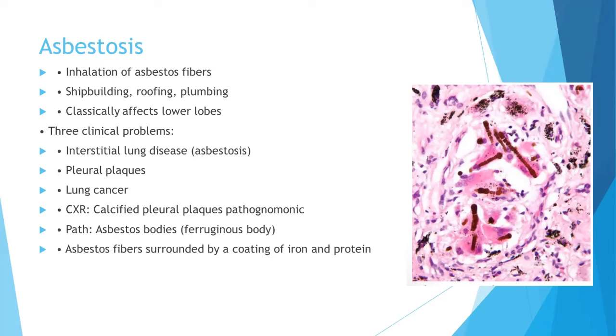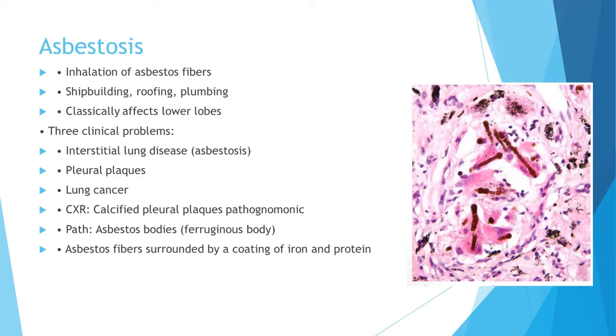Asbestosis is when there is inhalation of asbestos fiber in shipbuilding, roofing, and plumbing, and this classically affects the lower lobes. Remember it like that: asbestosis comes from the roof and affects the floor of the lung. Coal dust comes from the floor and affects the roof of the lung.